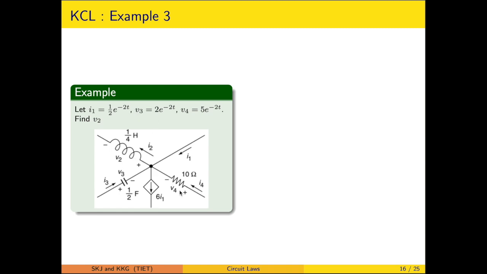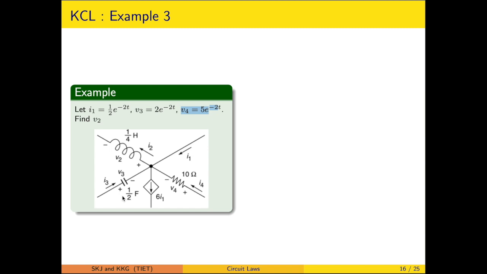So in this, V4 is specified. V4 is pertaining to the resistance. You can calculate the I4 value by dividing the V4 by the resistance value. This particular one is a dependent source, so its value depends directly on I1. It will be known.